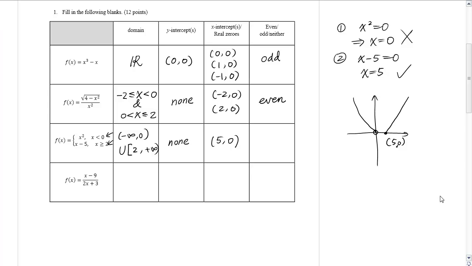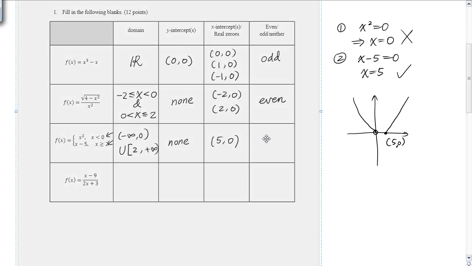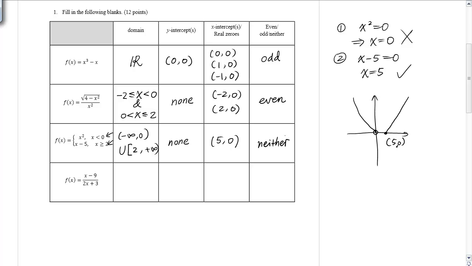So just by sketching it, or even if you only know that the left side is a curve and the right side is a straight line, you can tell that this function is not symmetric about either the y-axis or the origin. Therefore, the answer to this question is neither. Don't forget, even functions are symmetric about the y-axis, and odd functions are symmetric about the origin. That's how you can tell graphically if a function is even, odd, or neither.